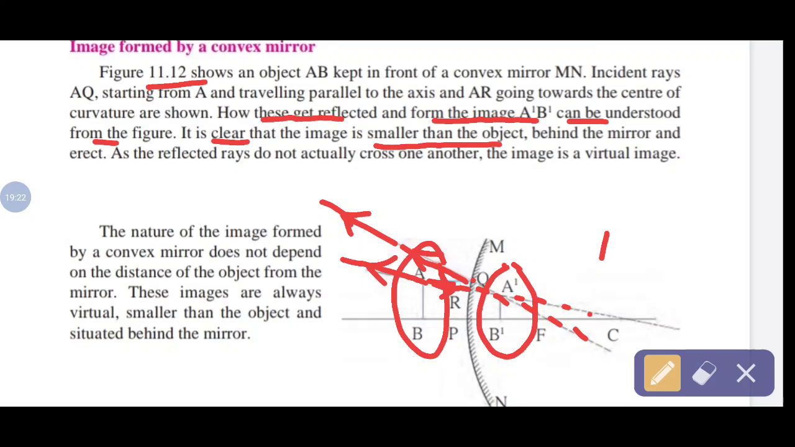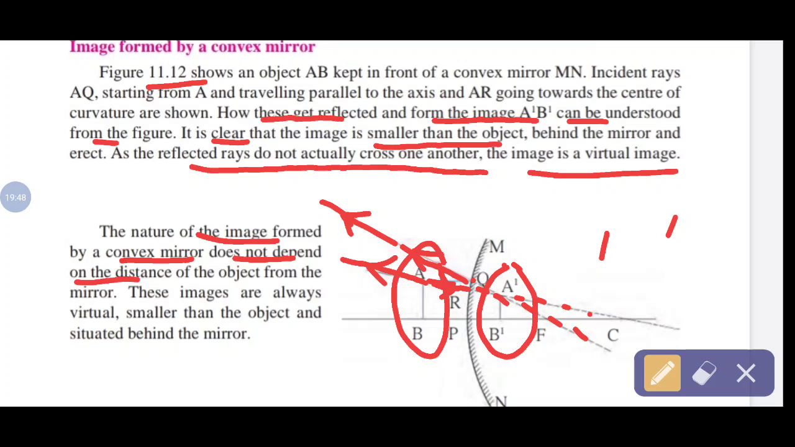So it is a virtual image, and a virtual image is what? Erect image. That image is not inverted, it is an erect image, and an erect image is a virtual image. As the reflected rays do not actually cross one another, the image is virtual. Are you all getting the explanation? So the nature of the image formed by a convex mirror does not depend on the distance of the object from the mirror, because in front of the mirror no point is there. Which point? No principal focus, no center of curvature, because these points are behind the mirror.